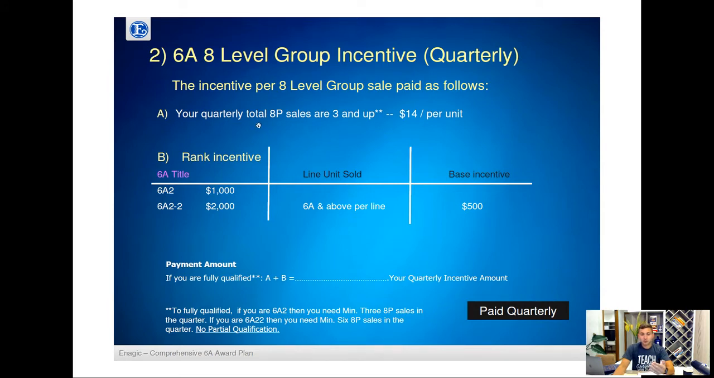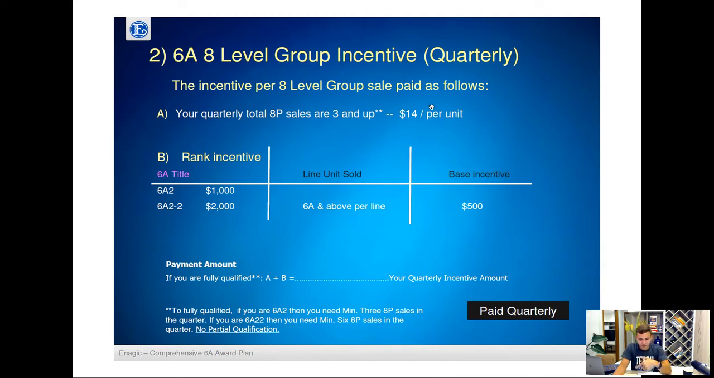So A, your quarterly total 8 points sales are 3 and up. So remember before we had that 1 or 2 8 points qualification or open volume qualification, for the quarterly you need 3 sales, 3 points within your 8 points. So again, guys, if you're building the business, you should have no issue whatsoever with this on a quarterly basis. Keep that in mind, every 3 months, right? Okay, you're going to be receiving $14 per unit there, and that's just the per unit award right there.